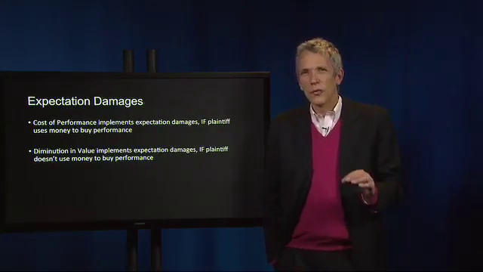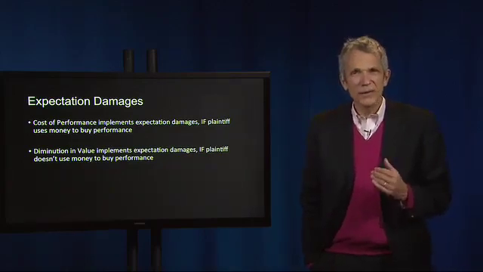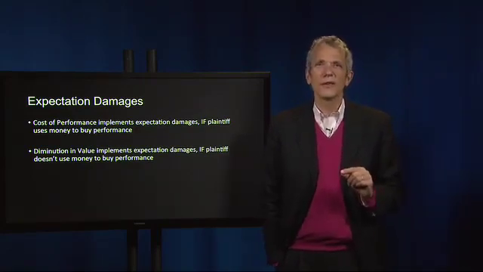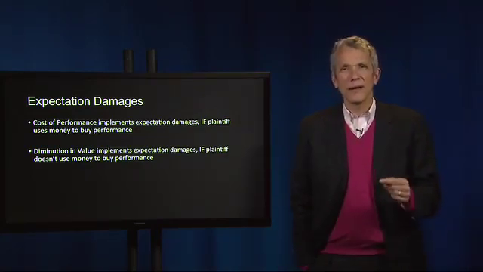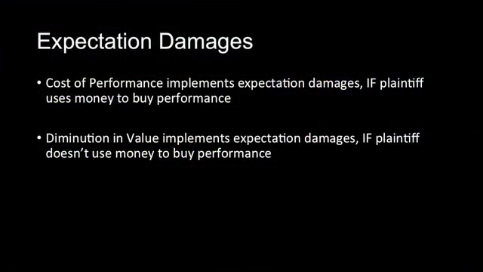Both the cost of performance and diminution in value damage measures can be seen as ways of implementing expectation damages, but they do so under different assumptions about what the plaintiff will do with the damage money. Cost of performance implicitly assumes that the plaintiff will take the damages and use it to actually purchase performance. Cost of performance accordingly puts the plaintiff in the position she would have been in if the defendant had performed by giving the plaintiff sufficient funds to buy substitute performance.